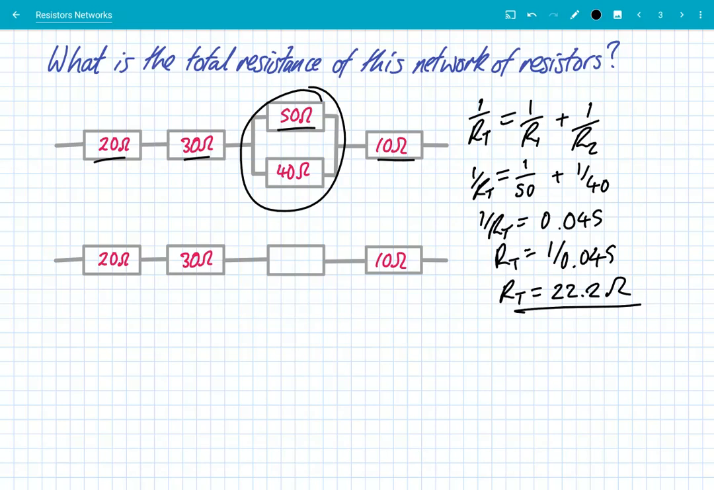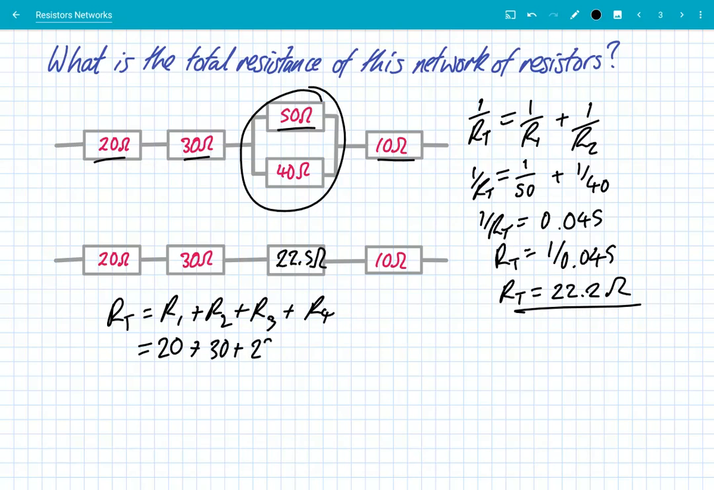Once we've calculated that parallel part of the network, we simplify our circuit. So we've got 22.2, and you can see here we've now got four resistors in series. So RT is now R1 plus R2 plus R3 plus R4. We just put in our numbers: 20 plus 30 plus 22.2 plus 10. And the total resistance of the network is 82.2 ohms. And there we have it, completed.